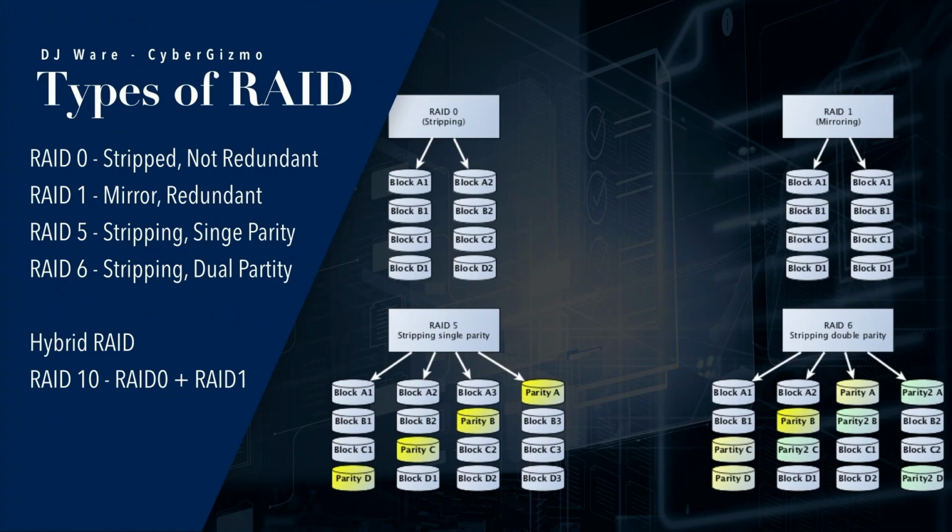RAID 6 was developed in order to give you a second chance. So it is also striping, and it uses dual parity, which means that each drive has at least 2 copies of the parities to reconstruct itself with. So you can lose 2 drives.